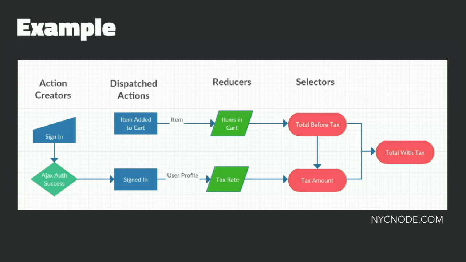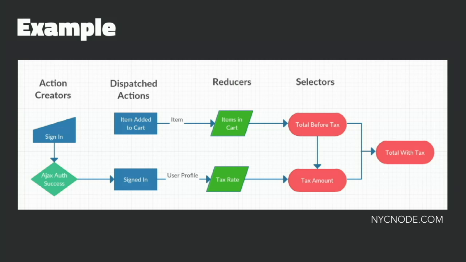So here is a very simple example of what this could look like. Let's say you have a shopping cart, and you want to know what the total with tax is. So you could have two simple reducers, essentially. One is the items that are currently in the cart, and the other is the tax rate. Now, how do those things get their value? When an action is dispatched, item added to cart, this reducer will listen for that action and add the item to its list of items.